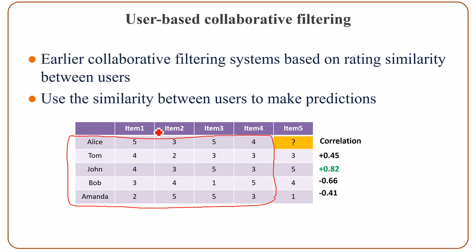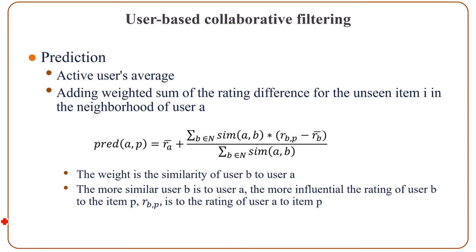Further, we can also predict the missing rating. Typically, the predicted rating of user A to item P is the average rating of user A plus the weighted sum of the rating difference between the rating of user B to item P and the average rating of that user, for all users B in the neighborhood of user A. The weight here is the similarity of user B to user A. The more similar user B is to user A, the more influential the rating of B to the item P is to the rating of user A to item P.